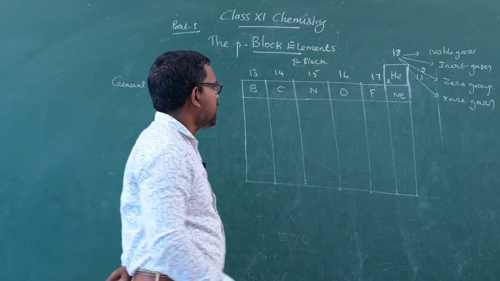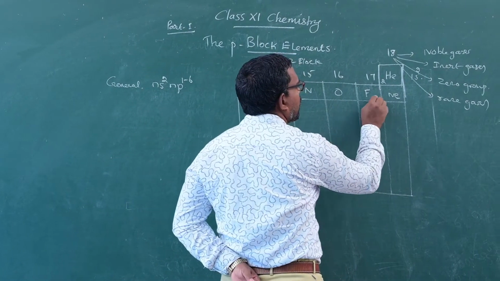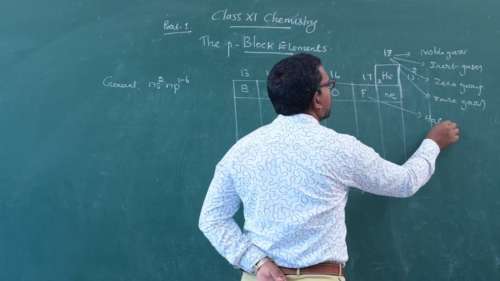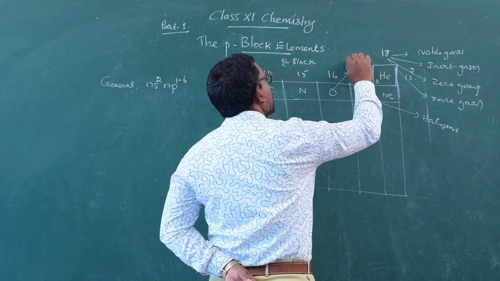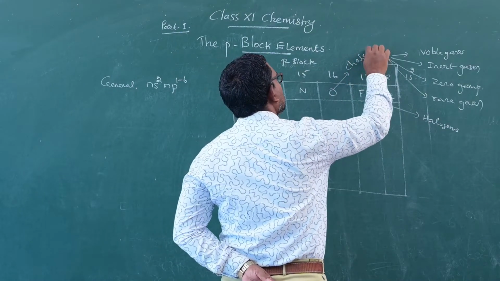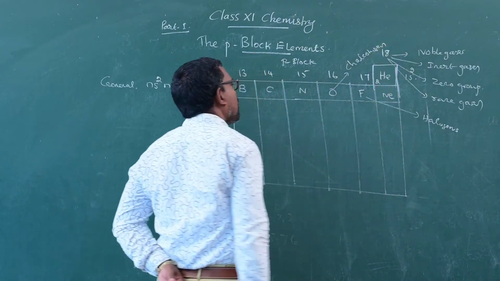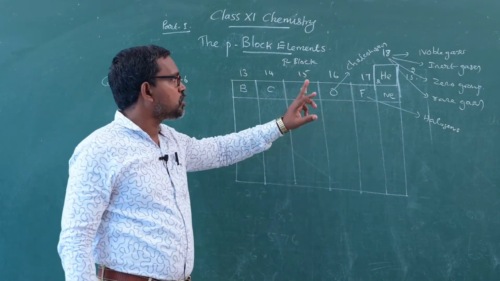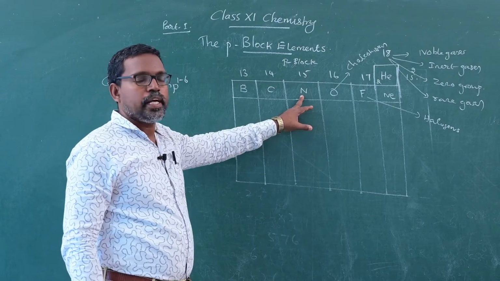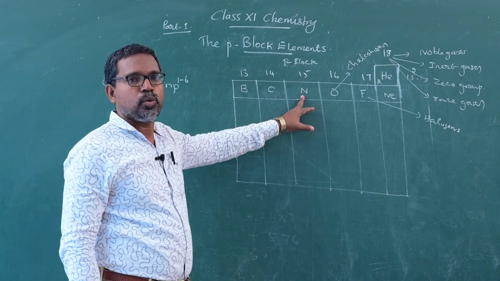Group number 17 is called the halogen family, halogens. The oxygen family is otherwise known as chalcogens. The nitrogen family is otherwise known as pnictogens.